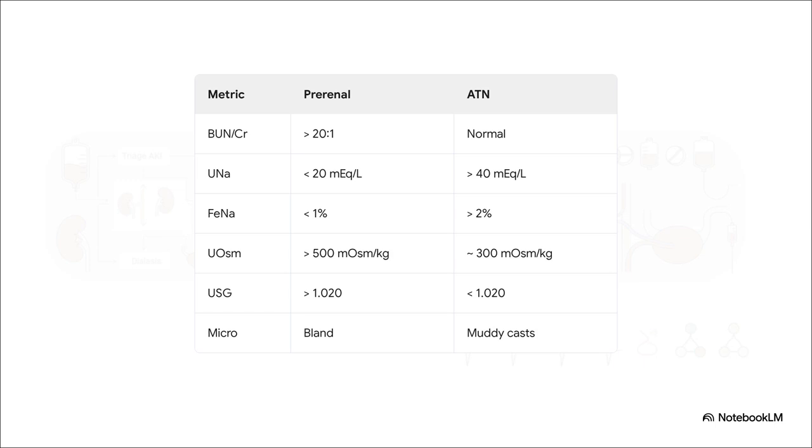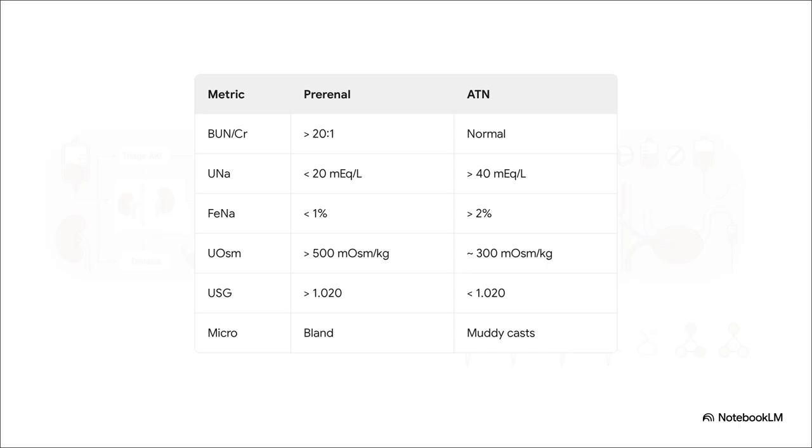On the flip side, ATN is caused by tubular injury from ischemia or nephrotoxins. Here, the ratio is usually under 20, urine sodium is above 40, FeNA is greater than 2%, and you'll spot those classic muddy brown granular casts. Management here is supportive care, stopping nephrotoxins, optimizing perfusion, and monitoring electrolytes.